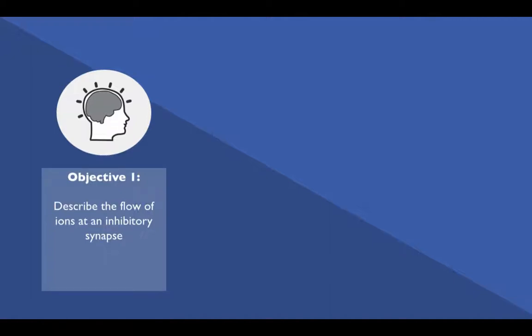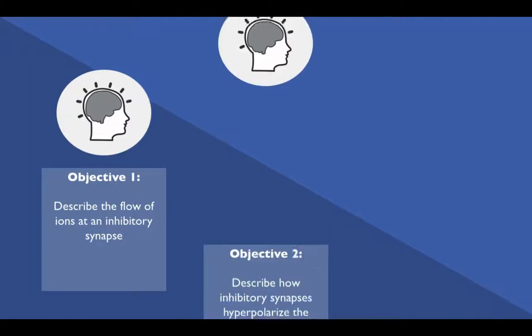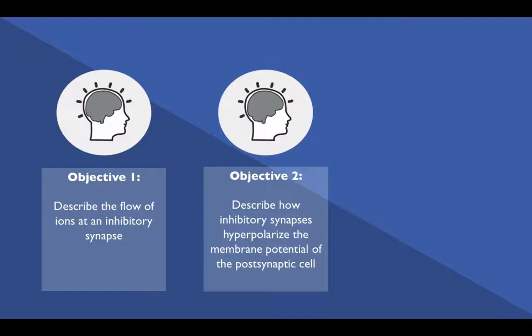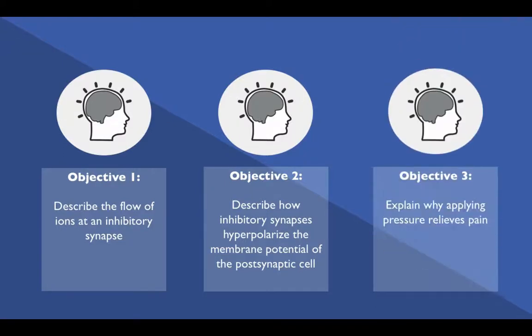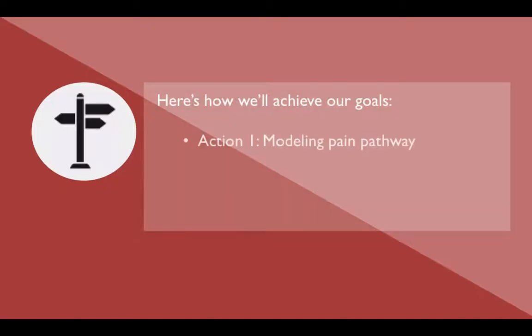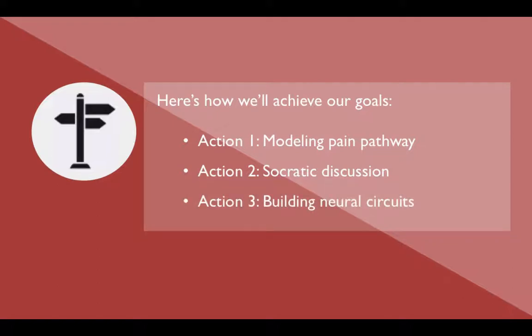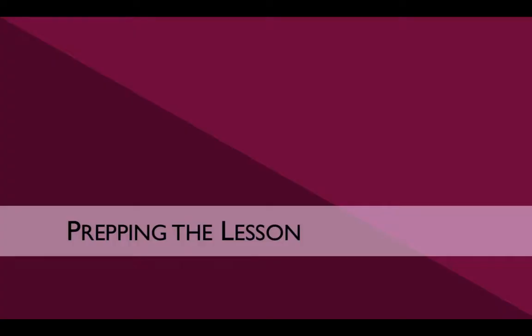At the end of this lesson, students should be able to describe the flow of ions at an inhibitory synapse, describe how inhibitory synapses hyperpolarize the membrane potential of the postsynaptic cell, and explain why applying pressure relieves pain. We'll achieve these goals by modeling the pain pathway with a Socratic discussion and building neuronal circuits.